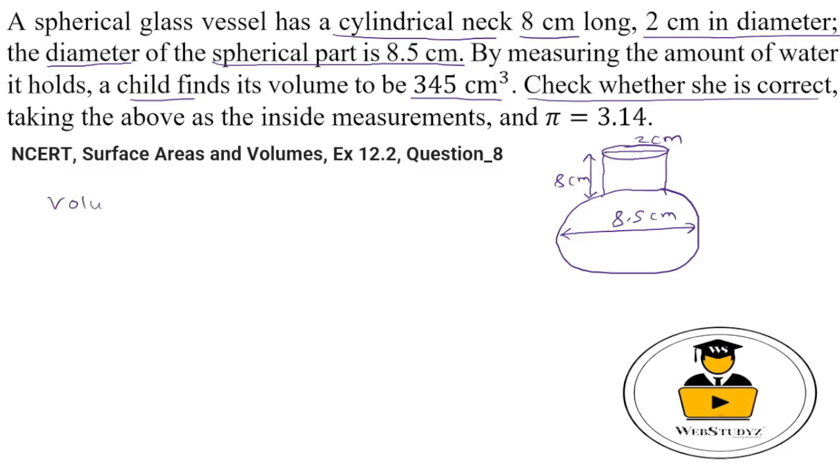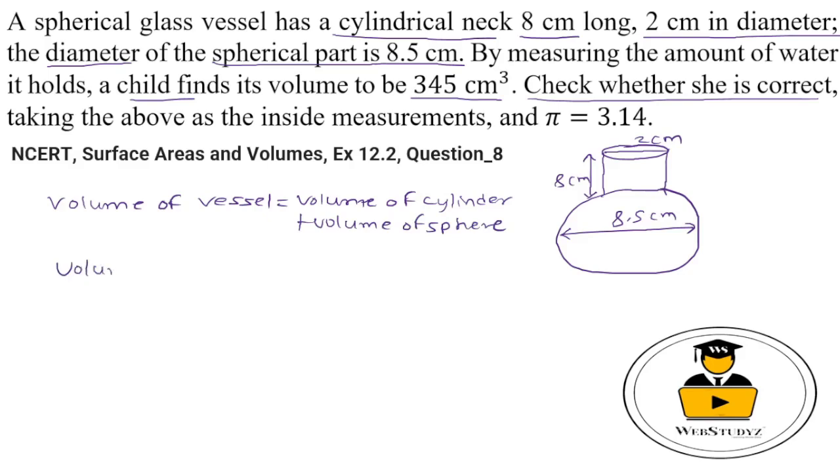So the volume of the vessel will be equal to the volume of cylinder plus the volume of sphere. So let us first find out the volume of sphere. It is 4 by 3 pi r cube.